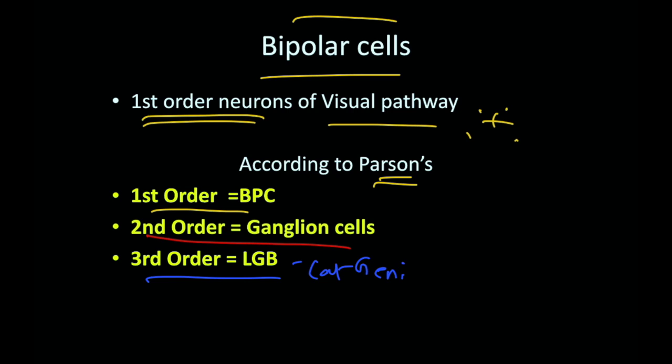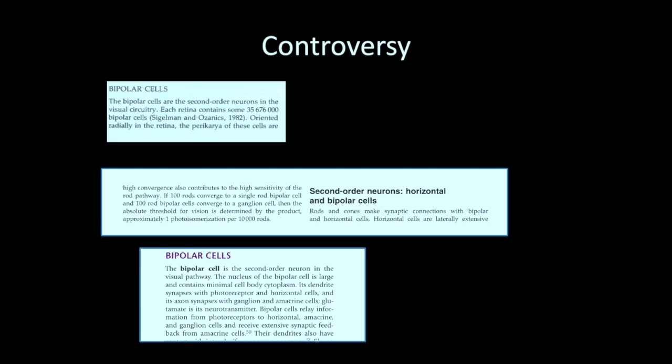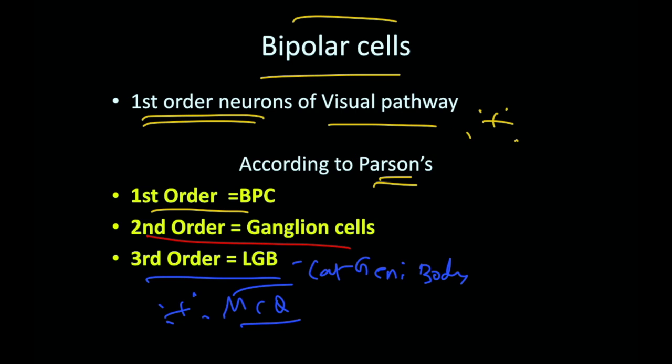A very, very important MCQ. But there is a controversy. Books on retina and retinal anatomy say that bipolar cells are the second order neurons. So there is always a confusion about which is the second order neuron. These books say bipolar cells are the second order and ganglion cells the third order. Okay? But for all practical purposes, as far as your MCQs are concerned, it is always good to stick with Parsons, and the first order neuron will be bipolar cells.